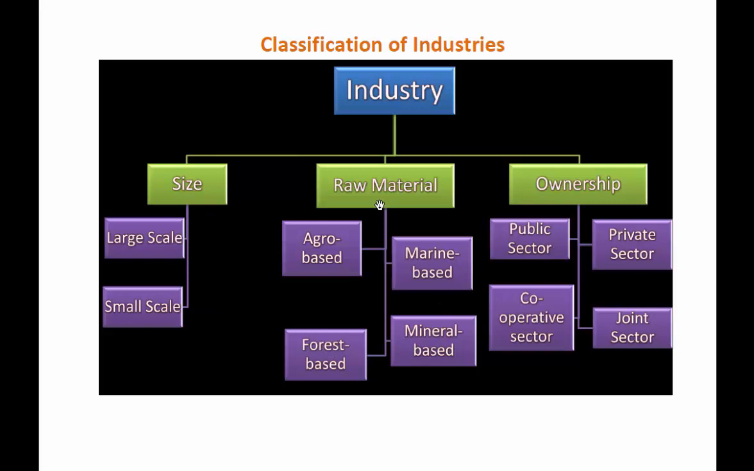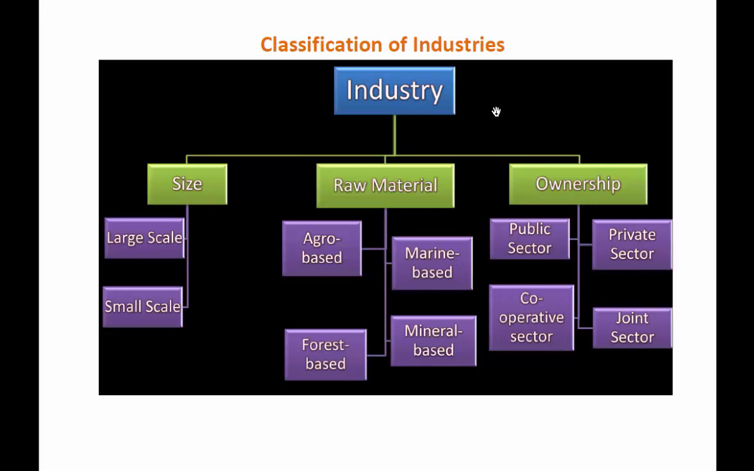Industries are also classified on the basis of ownership. Some are in the public sector and some are in the private sector. Cooperative sector industry, and some are jointly undertaken by government and private. They are known as joint sector industry. So basically they are classified into three categories.